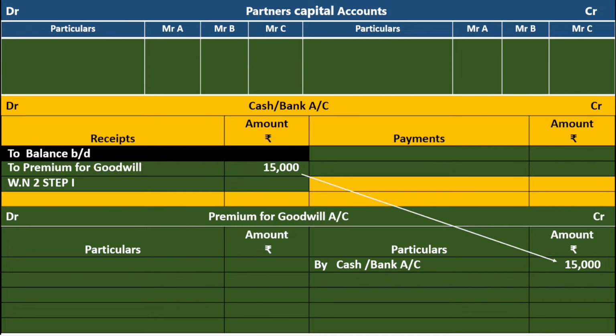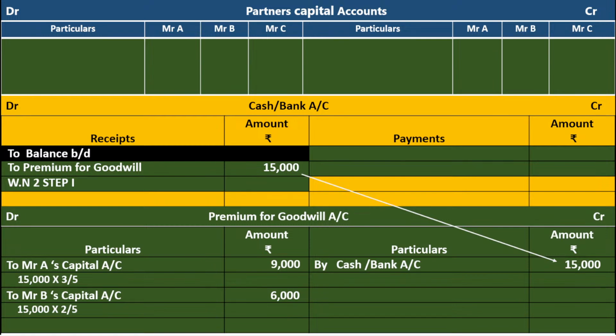Step number 2 is to distribute this goodwill among the old sacrificing partners. The journal entry is premium for goodwill account debit to Mr. A's capital account, 15,000 into 3 by 5 in the sacrifice ratio, and to Mr. B's capital account, 15,000 into 2 by 5, it is rupees 6,000. Step number 2, journal entry. You go to working note number 2. In that journal entry, I have given it.